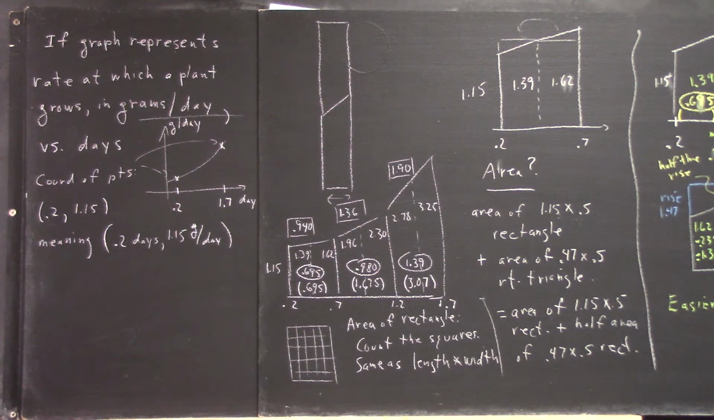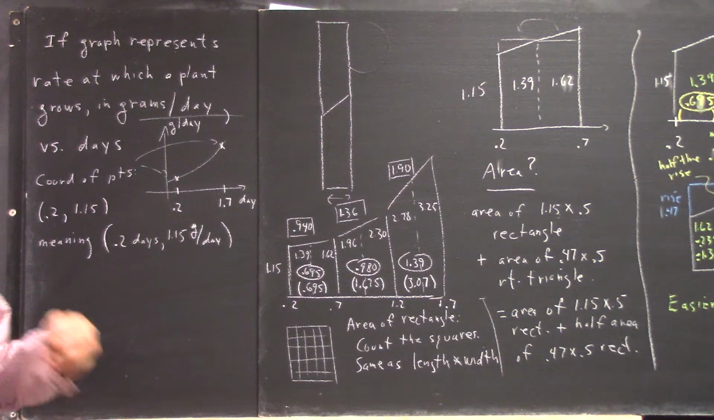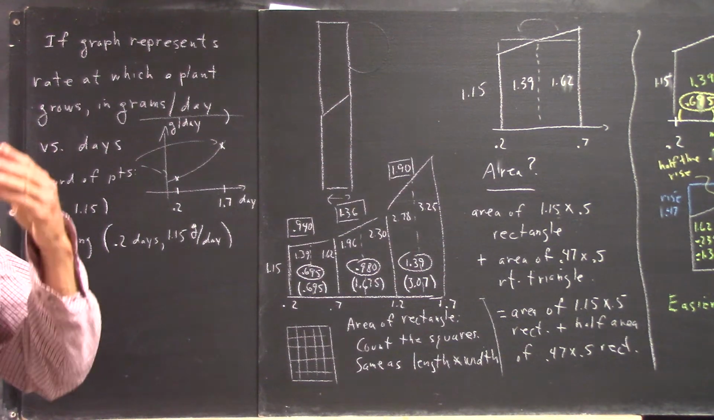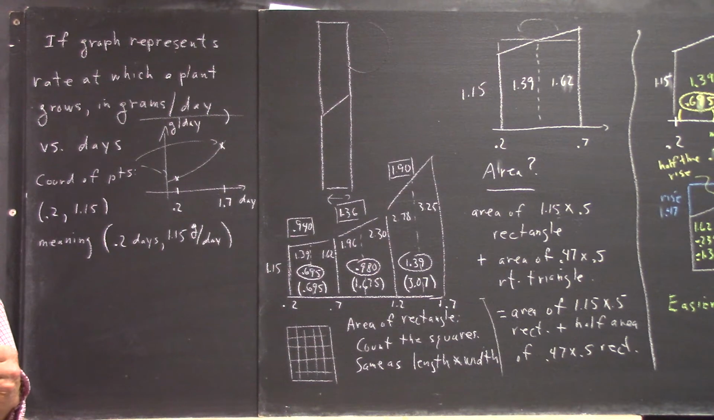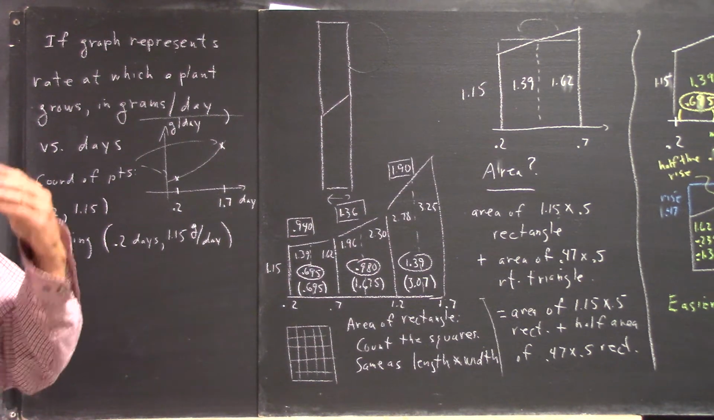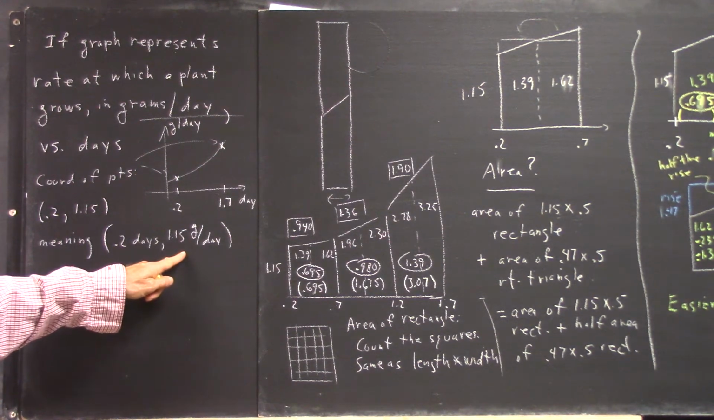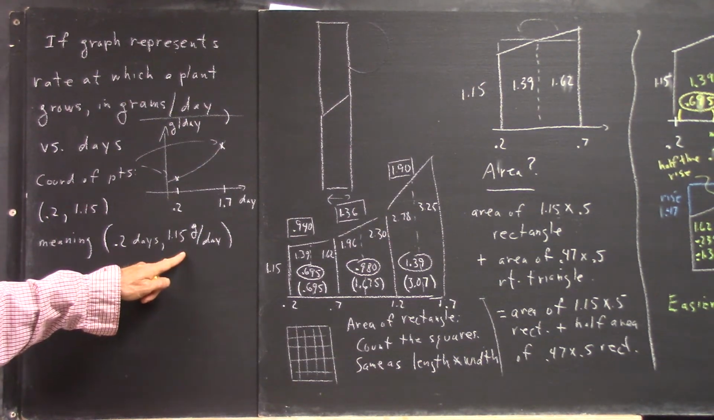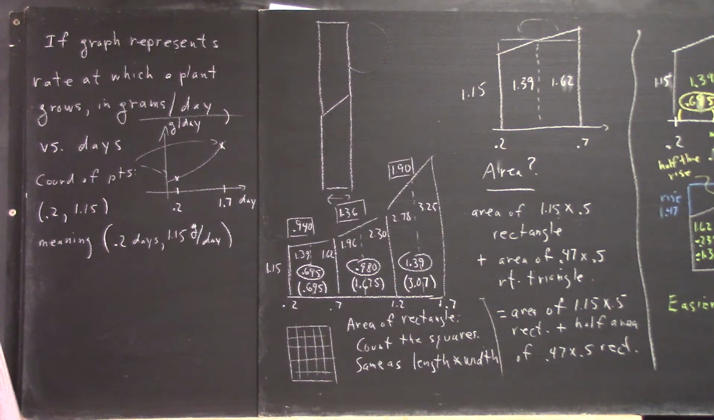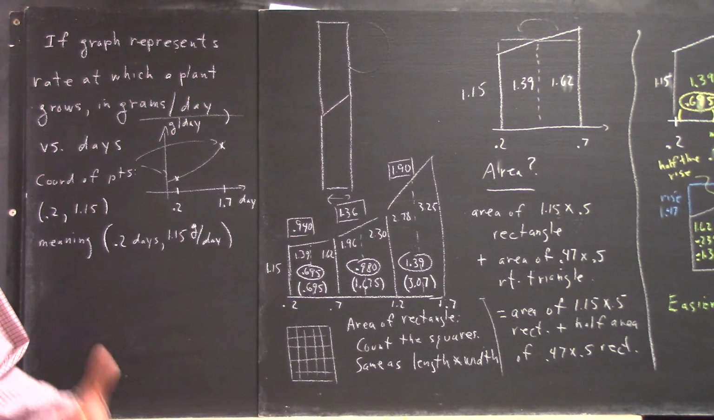Well, what's this telling us? Tell us that 0.2 days, which would be 4.8 hours, into the first day in which we're measuring this. What's happening? I didn't quite hear what you said. It's growing at a rate of 1.15 grams per day, right? So how many grams do you expect it to increase in a day? 1.15. Yeah, if the growth rate stays the same, right?